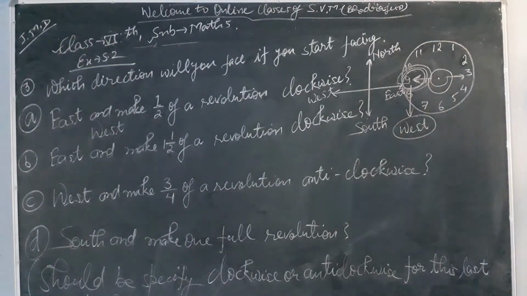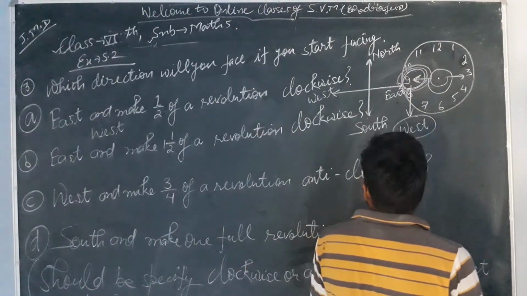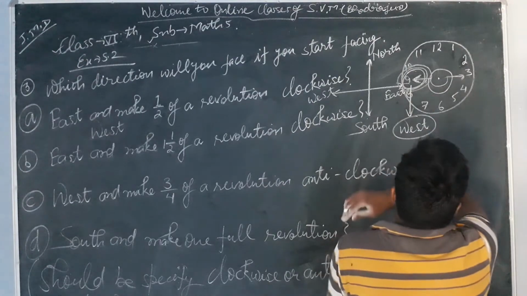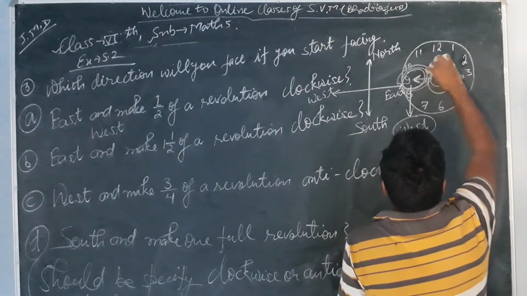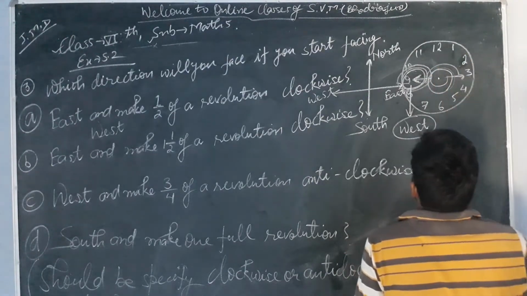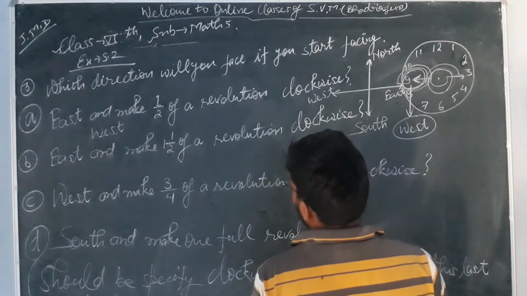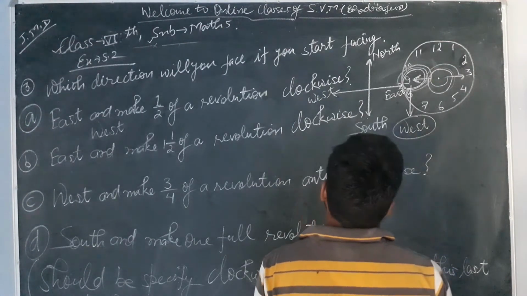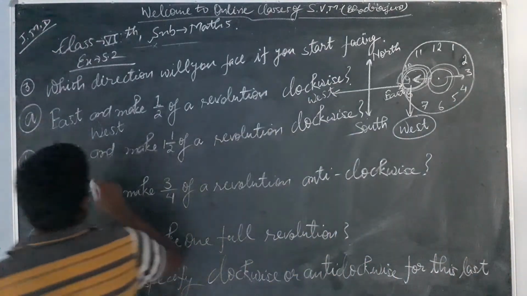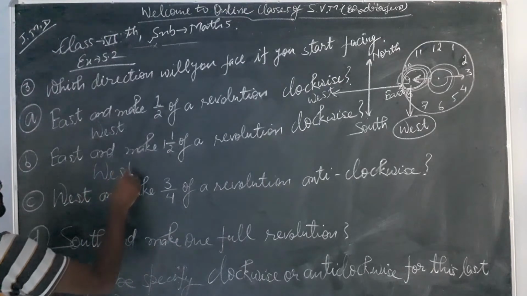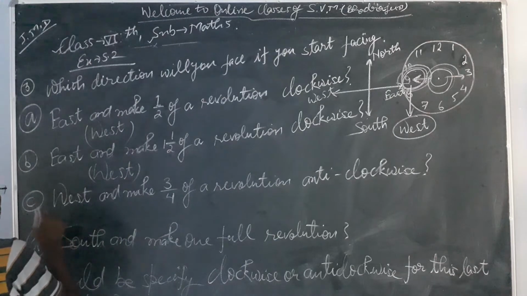So what we have to do is east and make 1.5 revolutions clockwise. We are facing towards east and making 1.5. After one full revolution we come over here again, and after a half revolution we will face towards west. So our answer is again west.